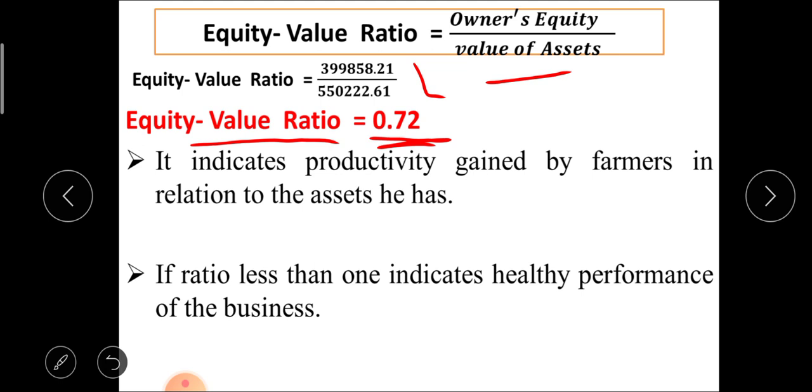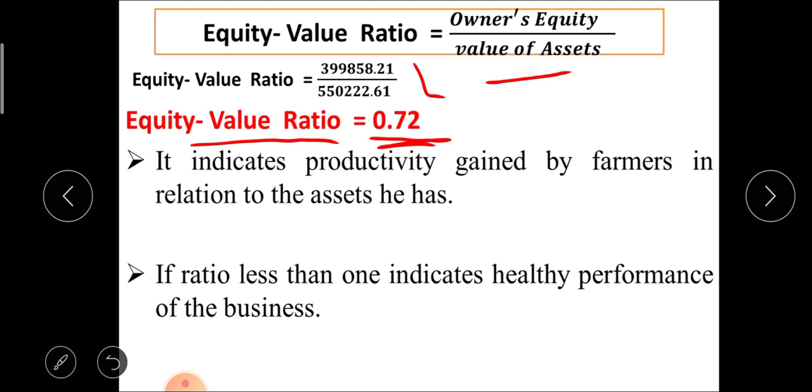This equity value ratio indicates the productivity gained by the farmer in relation to the assets that he has. That means if this equity value ratio is less than 1, then it indicates healthy performance of the business. An equity value ratio which is less than 1 is beneficial or favorable for that particular business organization. These are the 5 test ratios we can calculate from the balance sheet. Equity value ratio and debt equity ratio always being less than 1 is favorable for business performance.